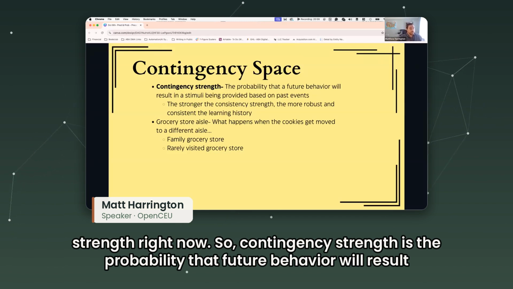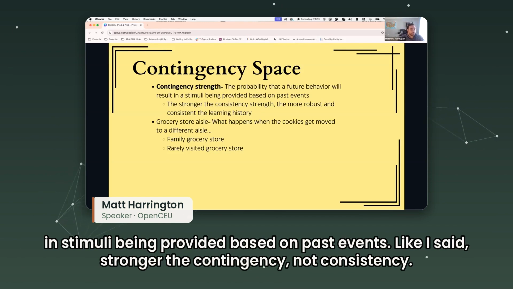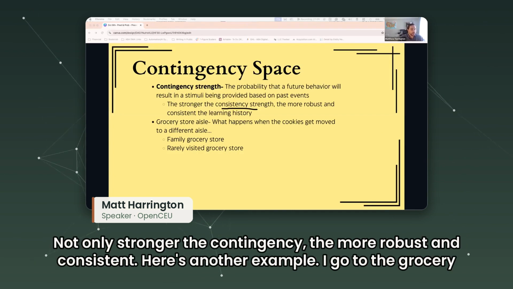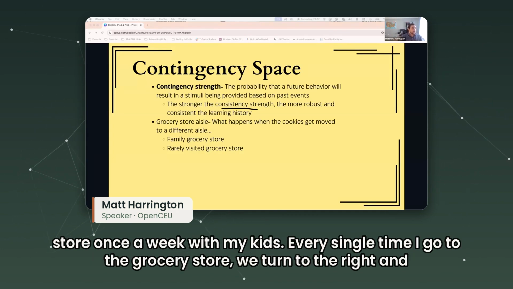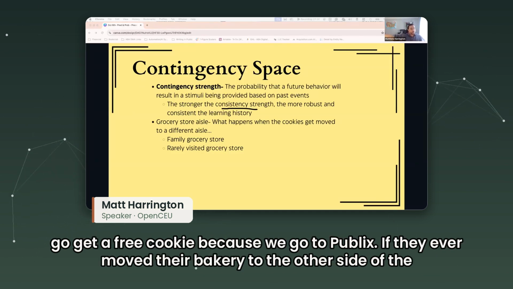So contingency strength is the probability that future behavior will result in stimuli being provided based on past events. Like I said, the stronger the contingency, not consistency, the stronger the contingency, the more robust and consistent. Here's another example. I go to the grocery store once a week with my kids. Every single time I go to the grocery store, we turn to the right and go get a free cookie because we go to Publix.